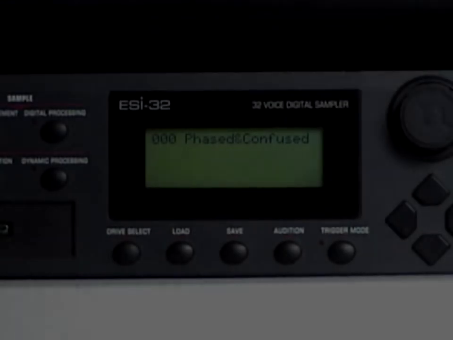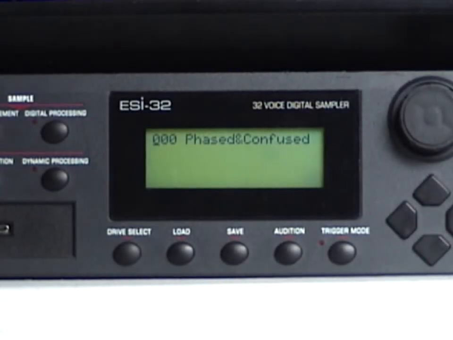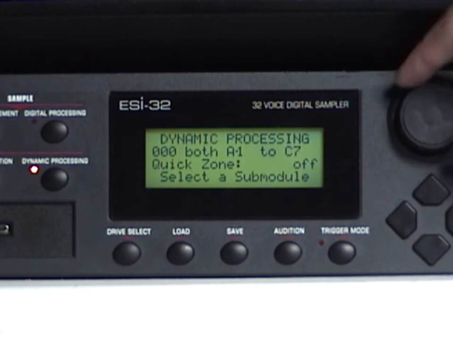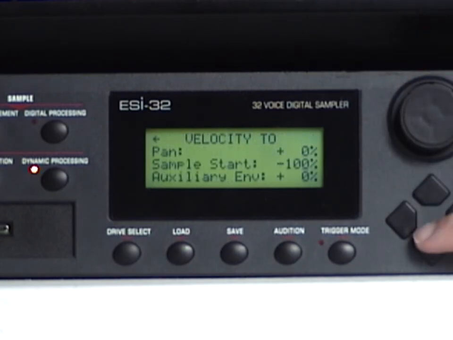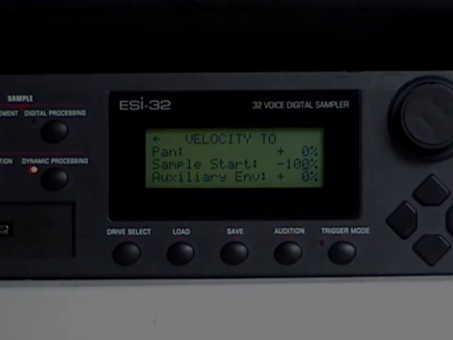Okay, so let's actually get into what's going on here with this sample. The main component is using the ESI's velocity 2 modulation, specifically modulating the sample start point and just really cranking that up to either plus 100 or minus 100%. So let's look at the structure of the sample.